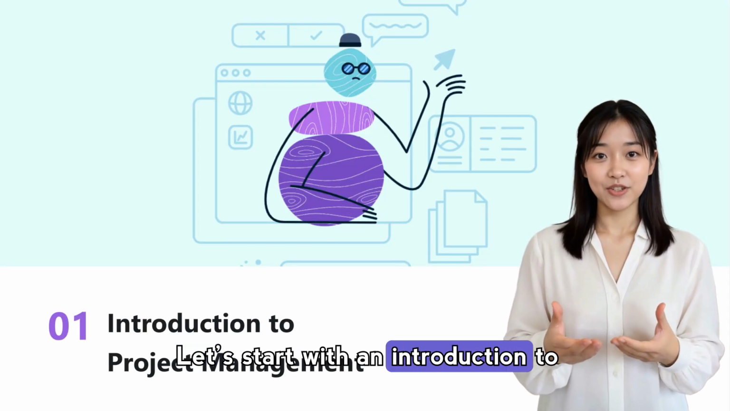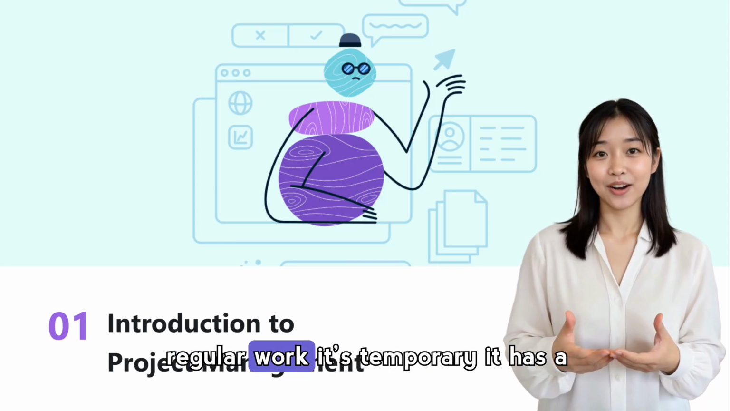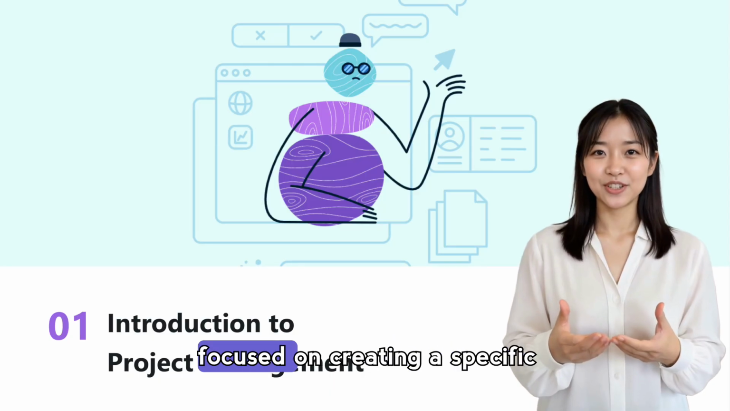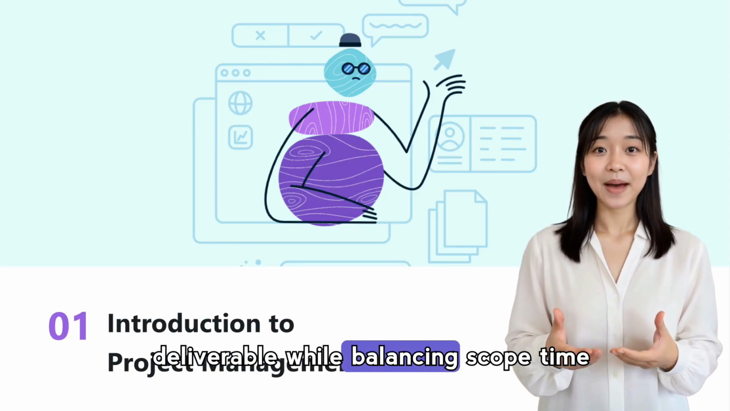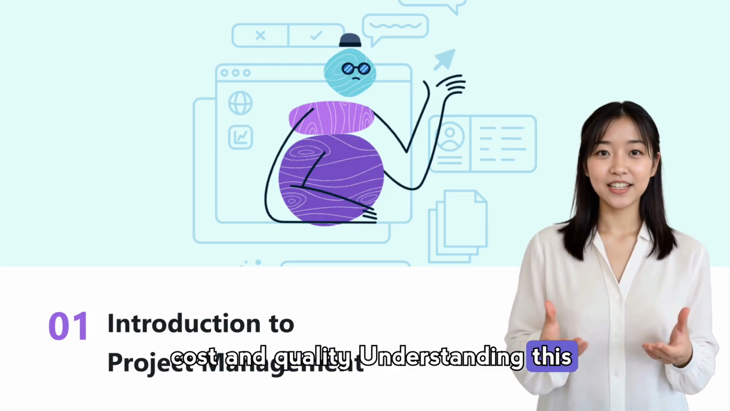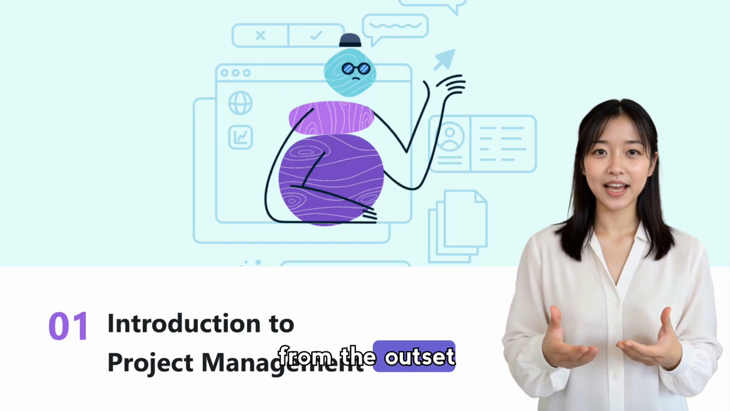Let's start with an introduction to project management by looking at what makes a project different from regular work. It's temporary, it has a defined start and finish, and it's focused on creating a specific deliverable while balancing scope, time, cost, and quality. Understanding this framing helps set realistic expectations and align stakeholders from the outset.